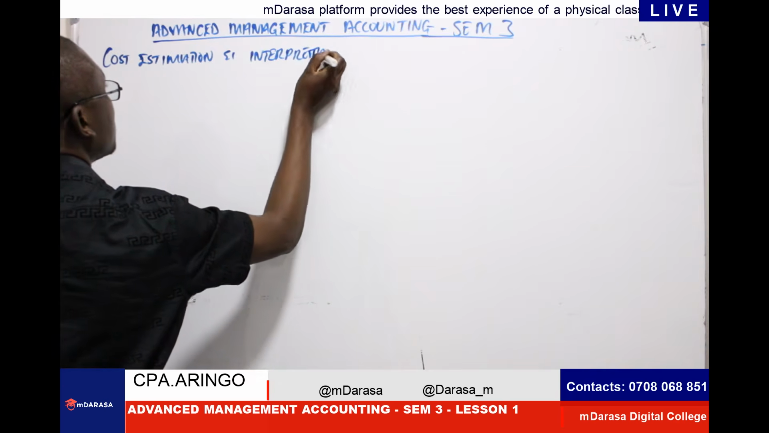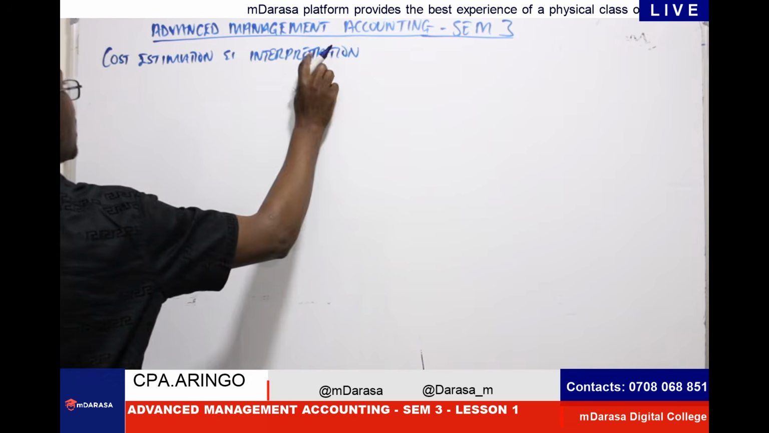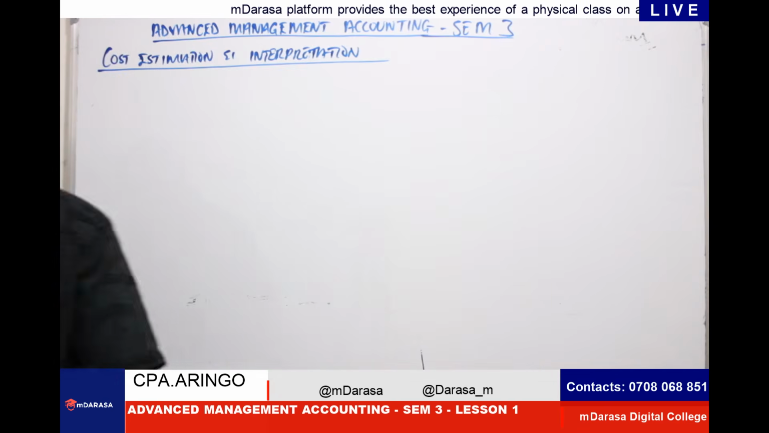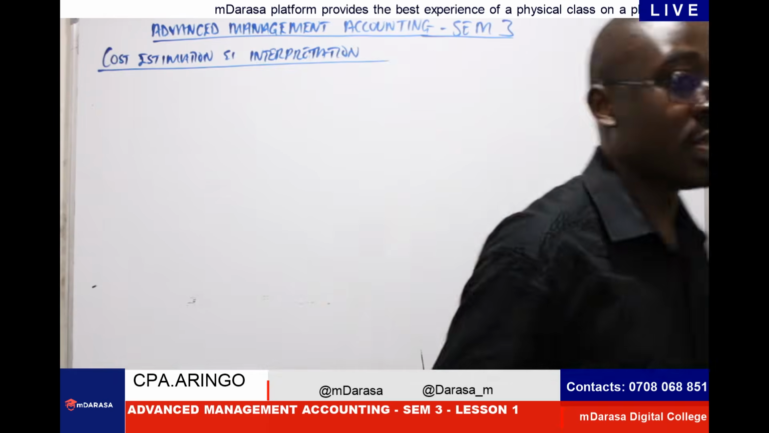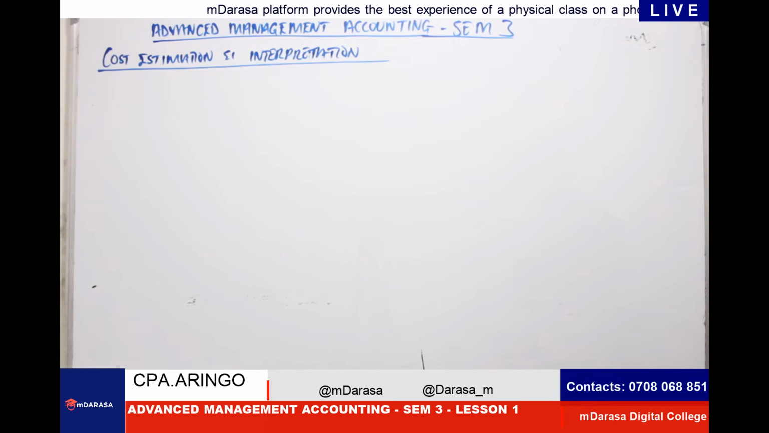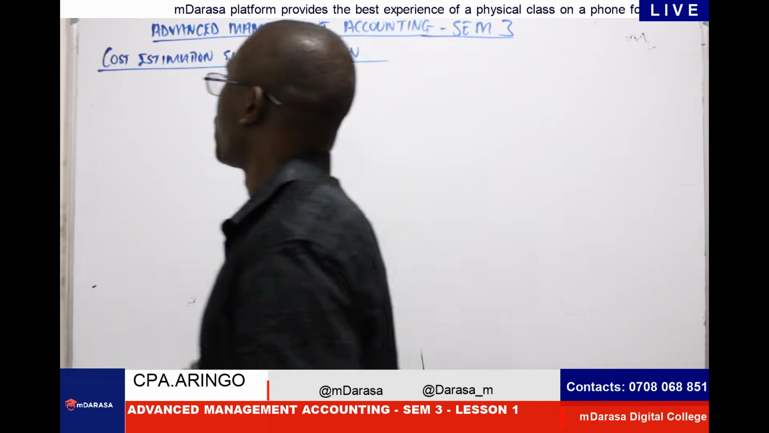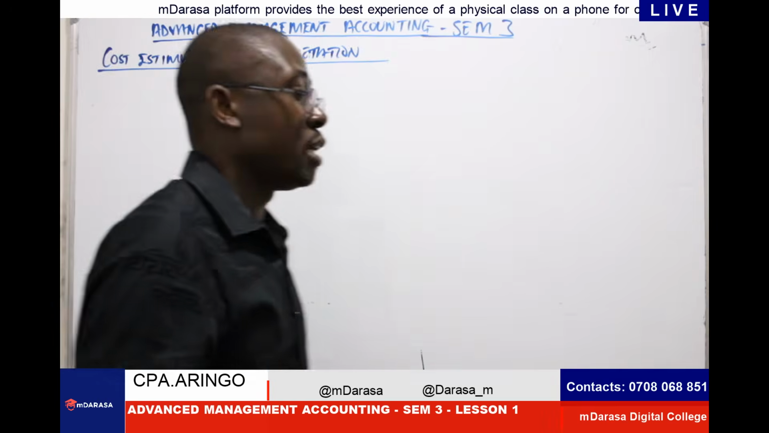So this is cost estimation and interpretation. You'll find that this is one of the most interesting and also easy topics to understand, which we will be looking at. When looking at cost estimation and interpretation, what will you be required to understand?